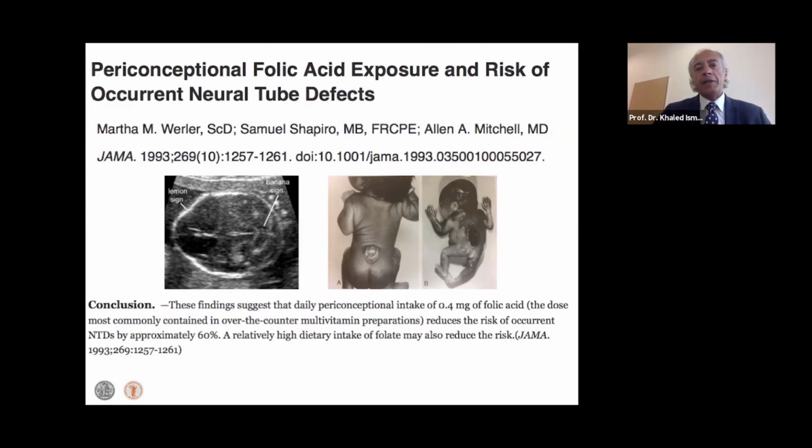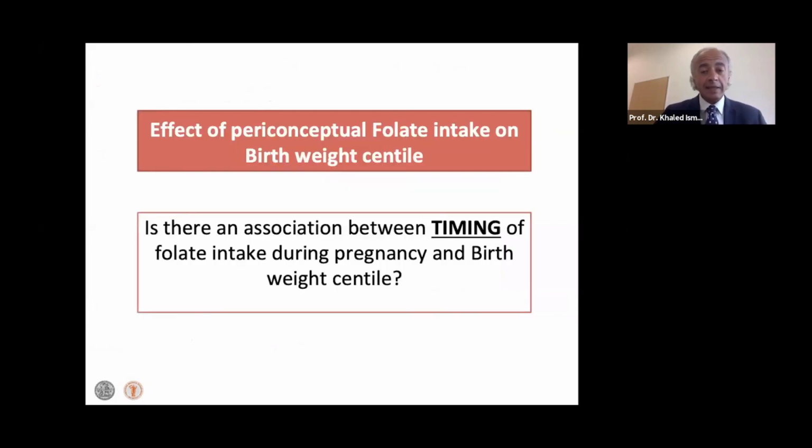So going back to this hypothesis that if folate is linked to birth weight, and this might be working epigenetically, we could easily do a retrospective study and look at the birth weight outcomes of women who have had folic acid before the pregnancy, those who had it after the conception, and those who did not have it at all. And this is indeed what we hypothesized. We hypothesized that the timing of when the folate was taken is, or could be, a determinant of birth weight centile.